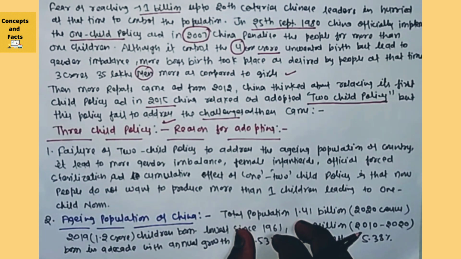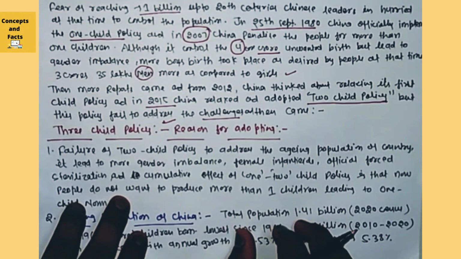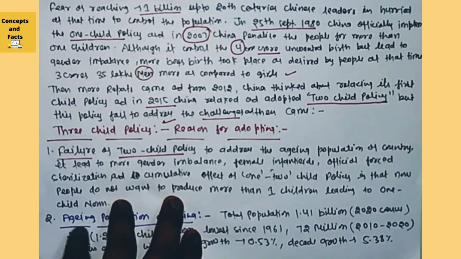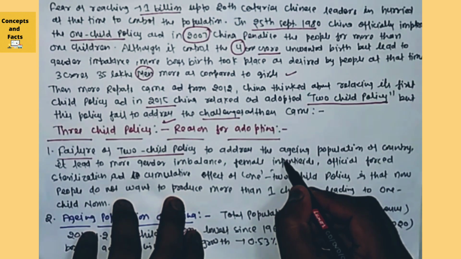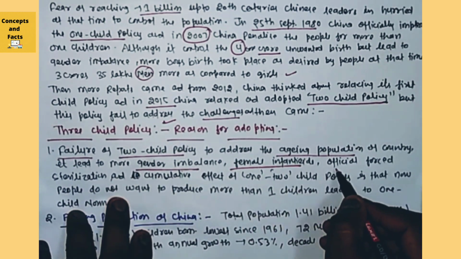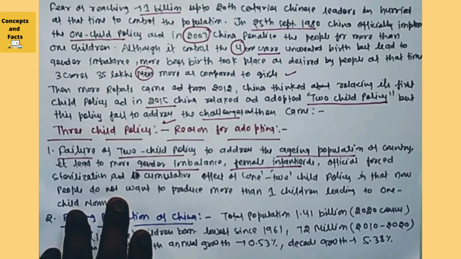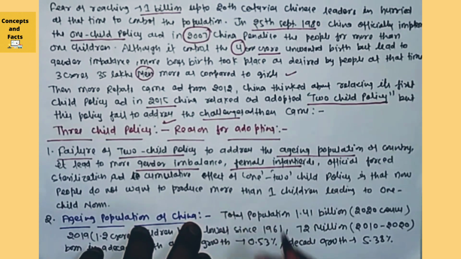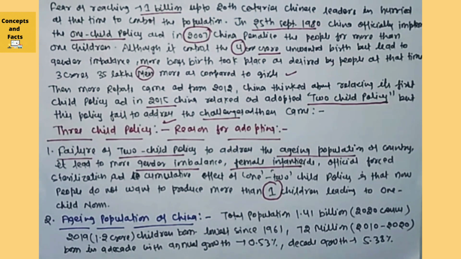So what are the reasons? What factors actually led to this conclusion? The first is the failure of the two-child policy. Why this failure? Because of gender imbalance and the aging population of the country, and it led to more gender imbalance, female infanticide, official force and sterilization. This is the cumulative effect of the one-child policy and two-child policy: now there is a norm not to produce more than one child. That's why people of China don't want to produce more than, at maximum, two children, and mostly they don't want more than one.